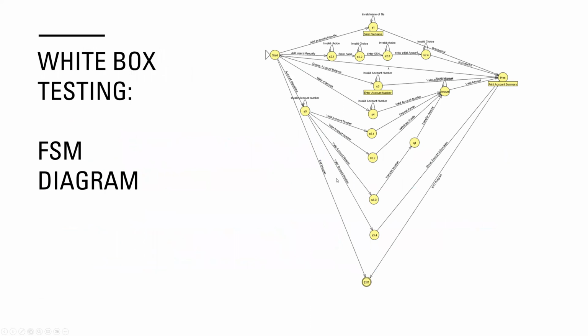The next item for white box testing is FSM. As you can see, these are the different states the program will go through as the user works through our application. I can explain these states when we show the actual demo of the application.